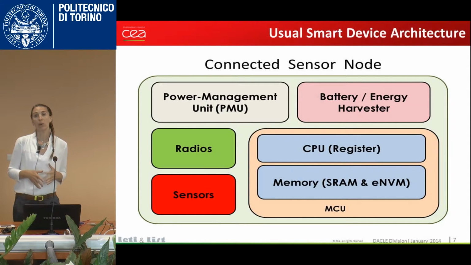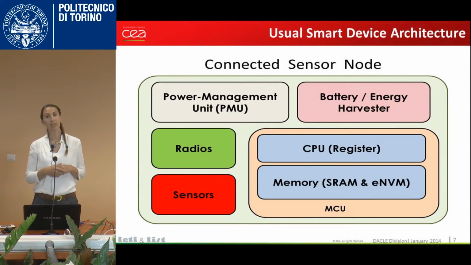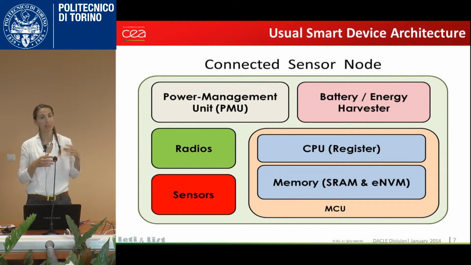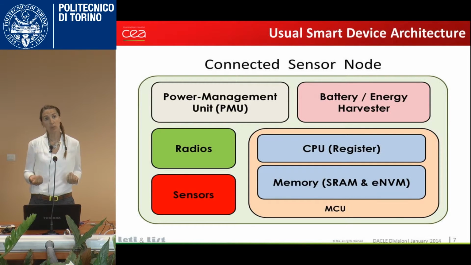So usually, what is a smart device? Here I show a connected sensor node. There is some element for communication, it is a radio here, some sensors, of course, because we are sensing some data. There is also a microcontroller subsystem in which you are computing the data, and there is a large part of the sensor that is power management and energy harvester or battery management. This is for power management to reduce the energy inside the node.